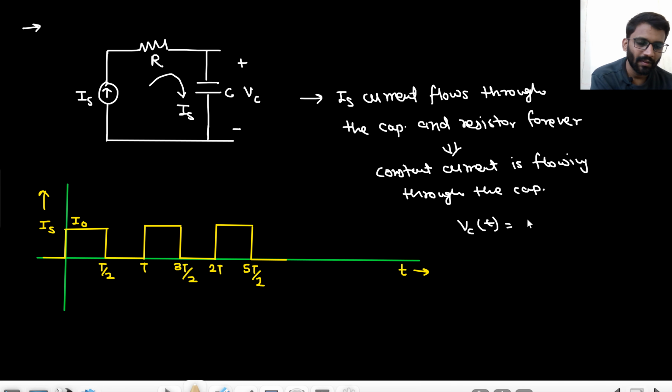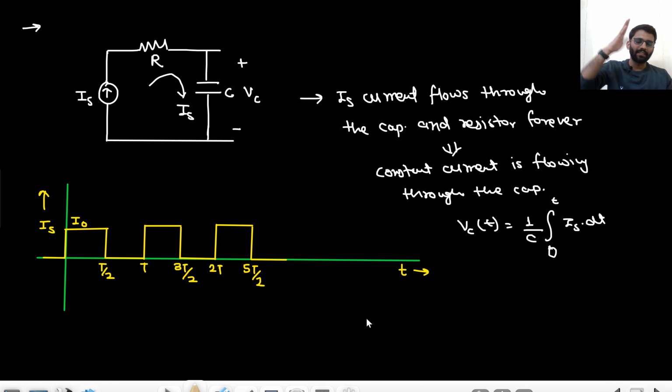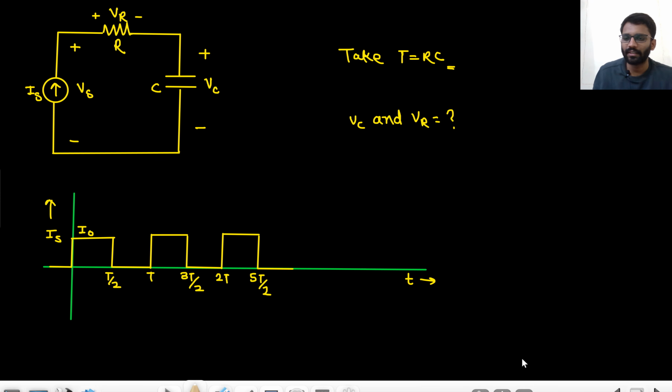VC(t) would be 1 by C integration of IS dt, from some time, we just don't know, let's just assume from 0 to time t. First it will linearly charge. When there is no current, it will stay there. When there is another current, it will charge, then stay there, charge, stay there. So let's see one cycle. And I have also given T is equal to RC.